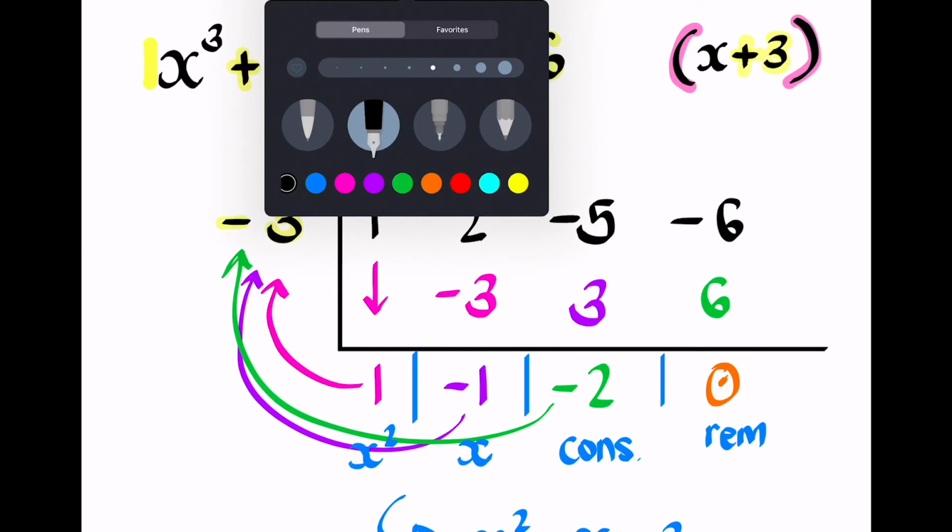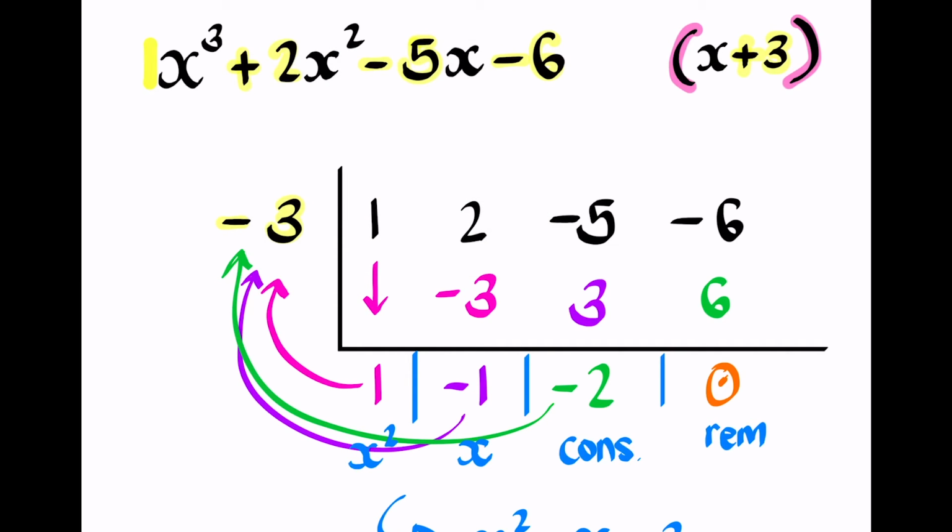Now, if we just quickly look at this example that I just did, I just want to bring your attention to the fact that it has to be an x cubed, an x squared, an x, and then a constant. All right? So that if you don't have the x cubed, the x squared, the x, or the constant, you're going to replace those with zeros just so that we can keep our spacing the same.